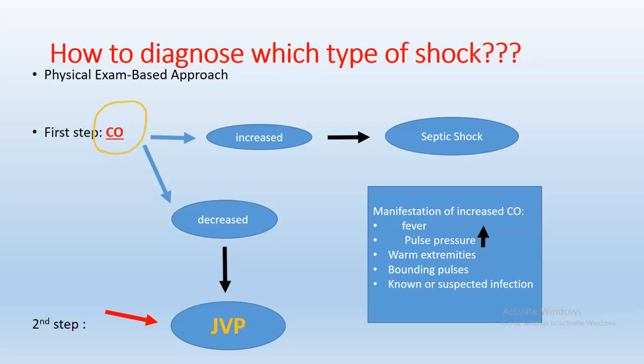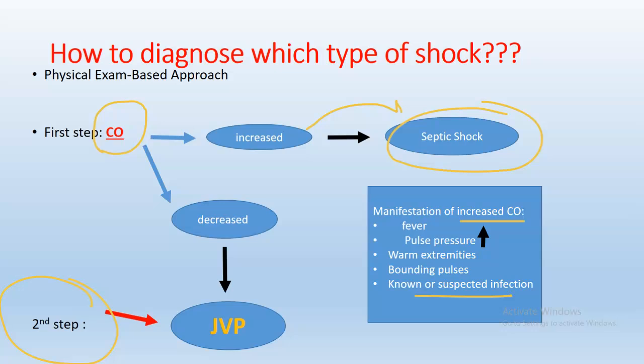If it is increased, it means the patient has fever, the patient's pulse pressure, difference between systolic blood pressure and diastolic blood pressure, is increased, warm extremities, bounding pulses, and known or suspected infection. So this is the manifestation of increased cardiac output. If it is increased, most likely it is septic shock. In septic shock, we have cardiac output is increased. But if the cardiac output is decreased, we need to ask the second question.